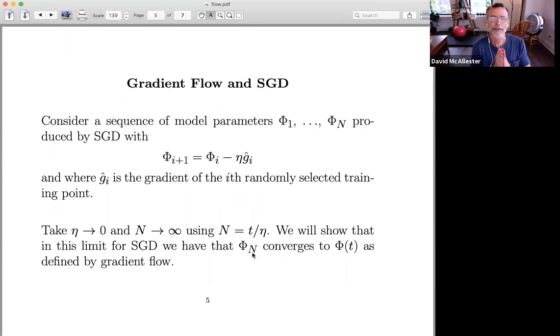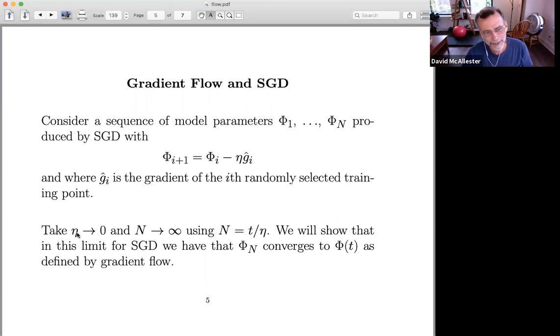Okay, so there are different limits we can take. I'm particularly interested in a limit where we consider a bunch of updates. Our updates are going to be of this form. So we've got how many updates we can take, that's capital N, and we're going to take the learning rate to 0. What we're going to define is a limit of SGD that corresponds to this differential equation, gradient flow.